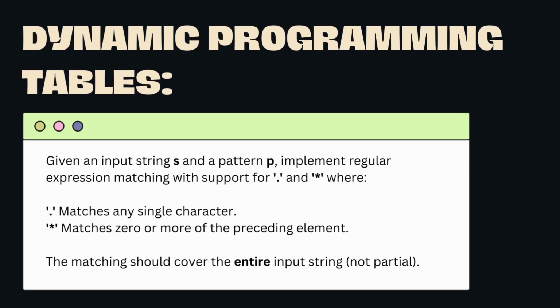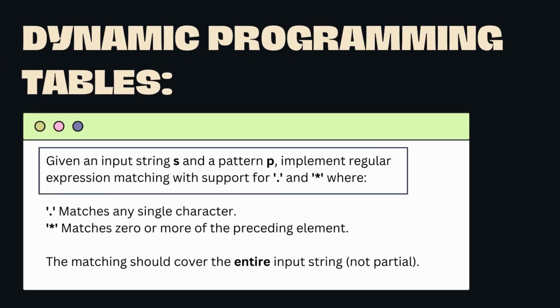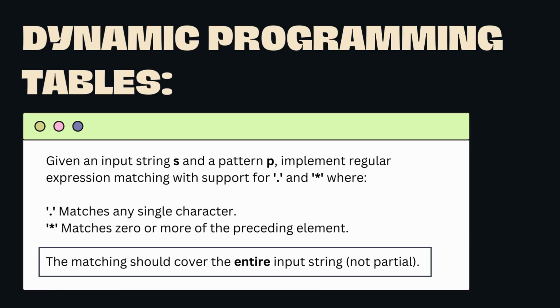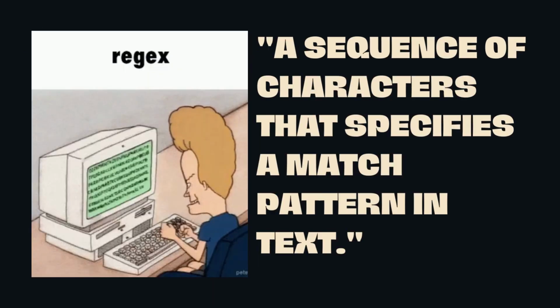Let's look at this problem. Given an input string S and a pattern P, implement regular expression matching with support for dot and asterisk, where the dot matches any single character and the asterisk matches 0 or more of the preceding elements. The matching should cover the entire input string, not partial. For reference, a regular expression is a sequence of characters that specifies a match pattern in text.